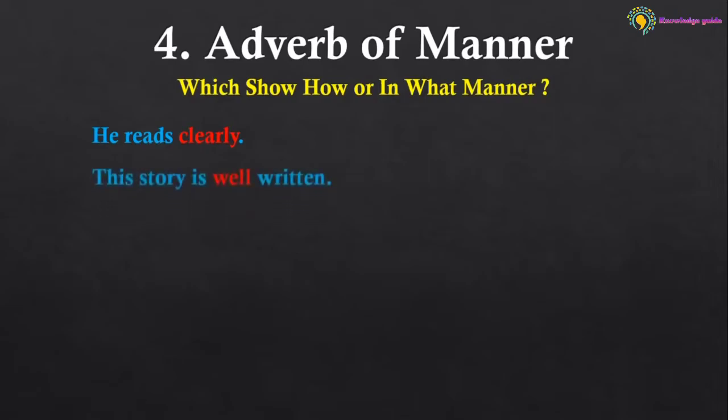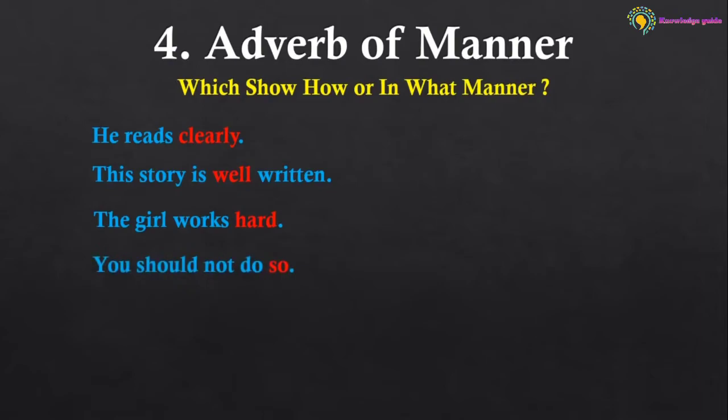Next example, this story is well written. So here the word well is showing us how the story is being written in a proper way. Okay, and thus it is an adverb of manner. Next, the girl works hard. Here the manner of the girl is being shown with the word hard, and so it is an adverb of manner.